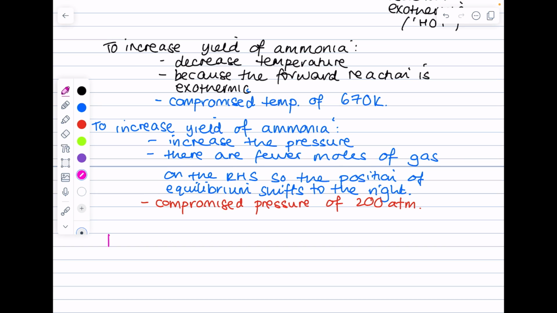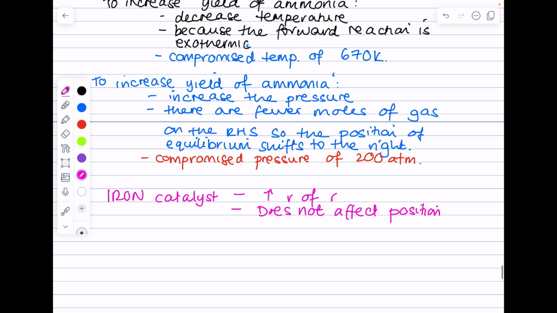Last up, we have an iron catalyst, which is added. As I've already said, this has the effect of increasing the rate of reaction. It does not affect the position of equilibrium though. It just means that equilibrium is achieved faster.